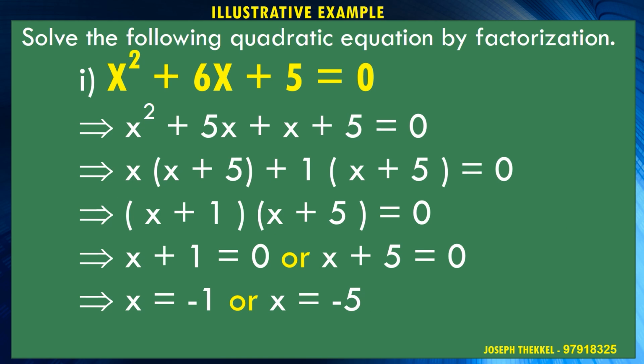Illustrative example. Solve the following quadratic equation by factorization. x² + 6x + 5 = 0. x² + 5x + x + 5 = 0. x(x + 5) + 1(x + 5) = 0. (x + 1)(x + 5) = 0. x + 1 = 0 or x + 5 = 0. x = −1 or x = −5.